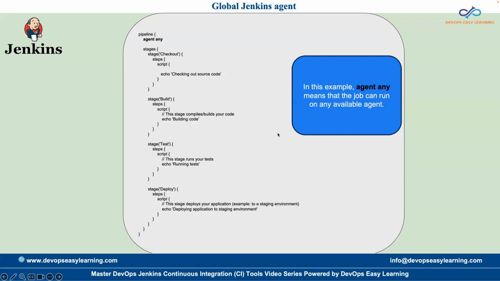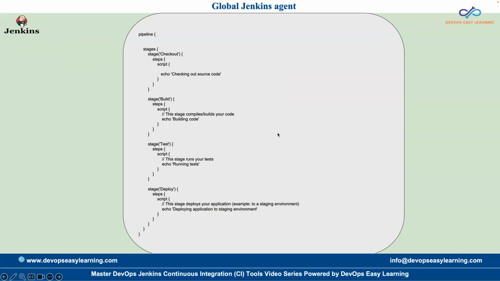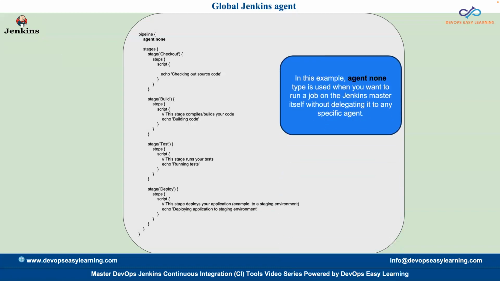There's also another type of agent. It's called agent none. What is agent none, right? Agent none basically tells Jenkins to just use the built-in agent, because Jenkins by default comes with a built-in agent. We call it the built-in node. So you basically tell Jenkins to only use the built-in node. That's the meaning of agent none.